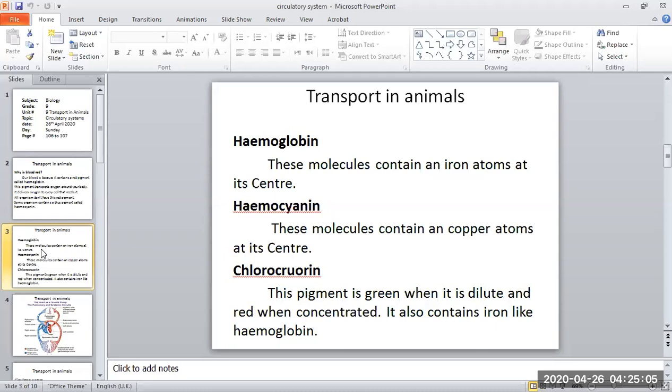Then this is hemocyanin. These molecules contain copper atoms at their center. Then chlorocruorin, this pigment is green when it is dilute and red when concentrated. It also contains iron like hemoglobin. So these have two qualities, one is green and one is red.